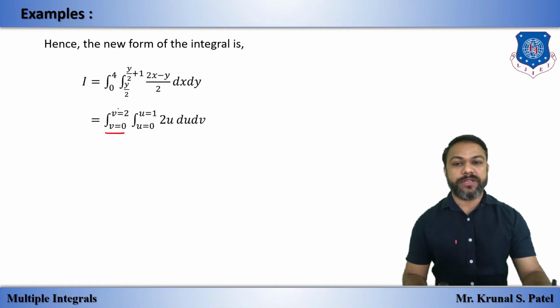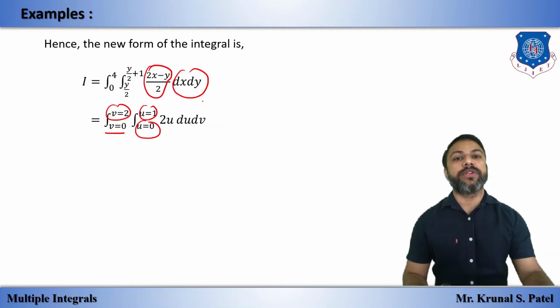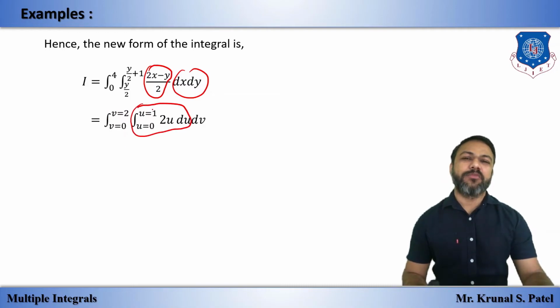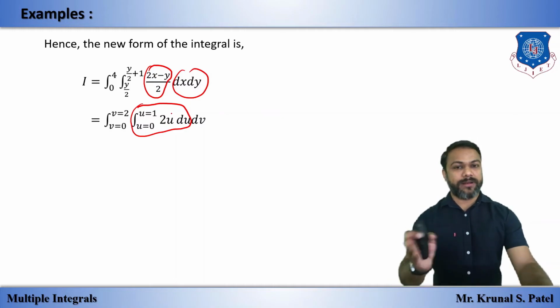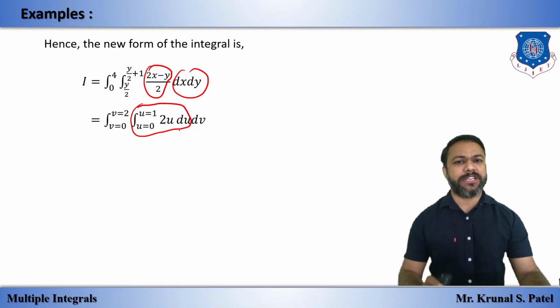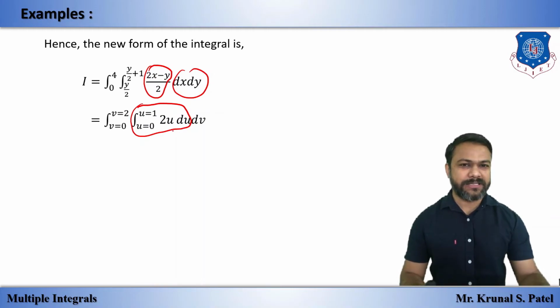v is equal to 0 to v is equal to 2, and u is equal to 0 to u is equal to 1. This is our u and this will be 2 du dv, as we have seen. So we have the new limits. Now we will integrate first with respect to u because we have written u inside and both limits are constant. So by Fubini's theorem from the first lecture, we can change the order because both limits are constant. But here we will integrate with respect to u because both are easy.